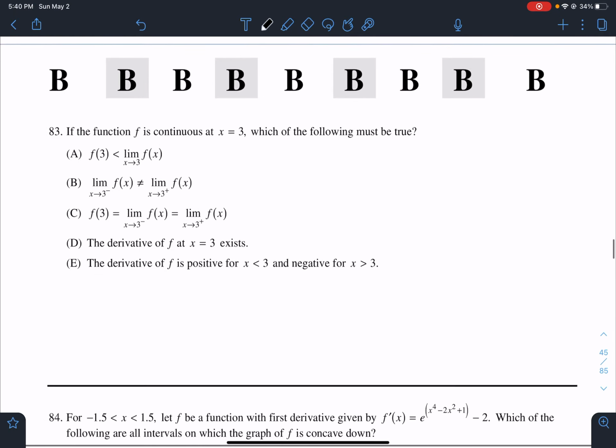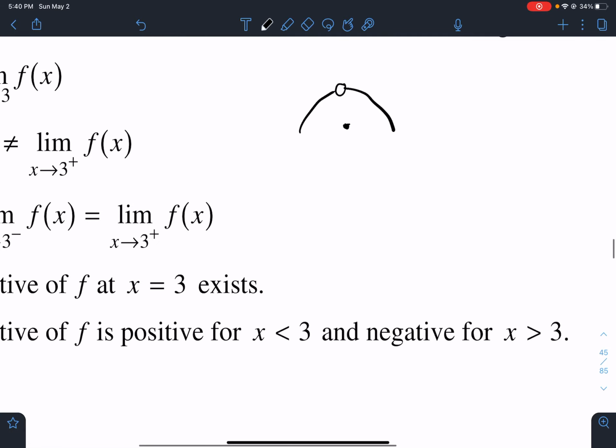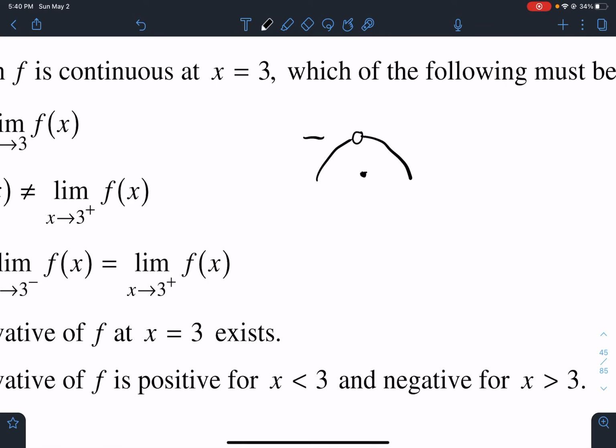Great. So 83, we want this function to be continuous at x equals 3. So we need to find which one must be true. So for A, f of 3 is less than the limit as x approaches 3 of f of x. Well, this has to be false because let's say if we had a graph, we had a hole at 3, and this is f of 3. So it's kind of backwards, but the limit is going to be here, and obviously this has a jump discontinuity here, or a removable discontinuity.